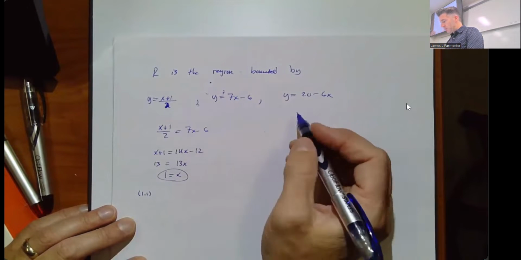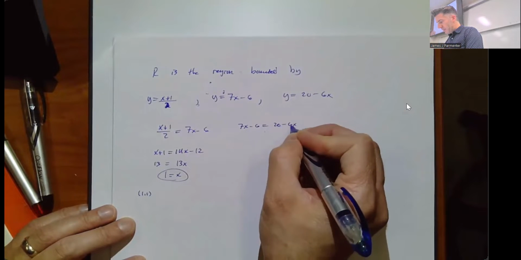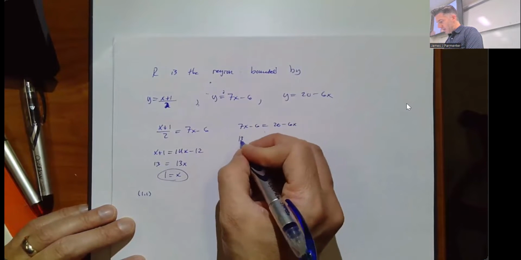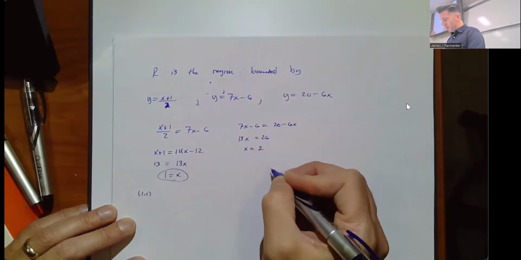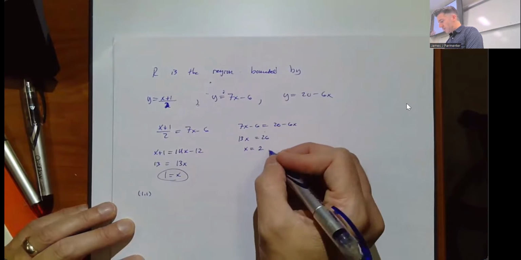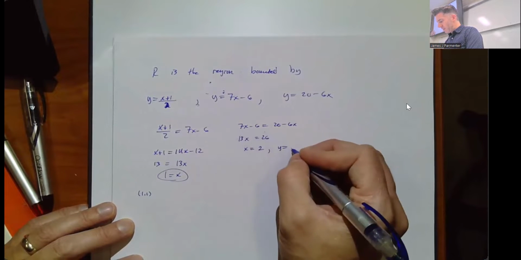And then setting these two equal to each other, 7x minus 6 equals 20 minus 6x. Adding 6x, you get 13x. Adding 6, you get 26. How nice. Someone thought about this question and gave you nice numbers. So x equals 2 and y equals 2 times 7 is 14 minus 6 is 8.